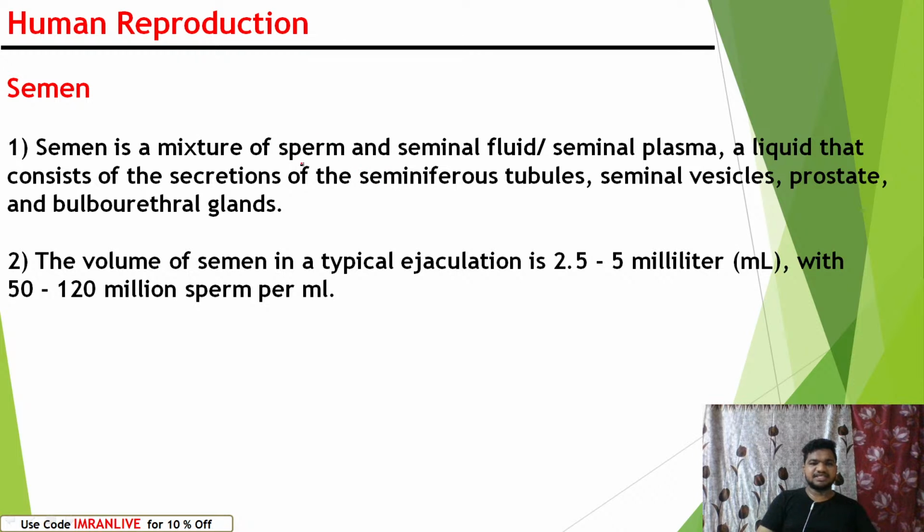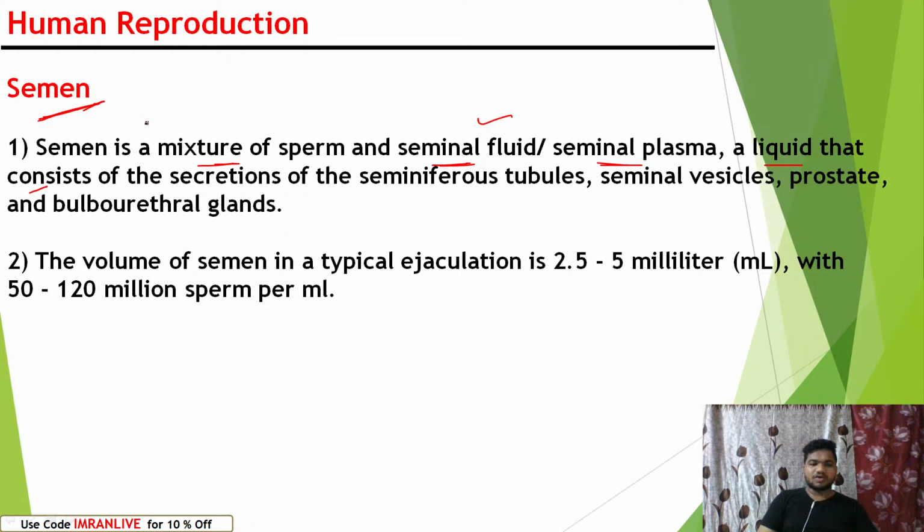Let's understand semen. Semen is different than sperm. Sperm are produced from testicular lobules, seminiferous lobules. We studied spermatogenesis. Semen is different. Semen is a mixture of sperm and seminal fluid. Seminal fluid, also called seminal plasma, mixed with sperm, that we call semen.